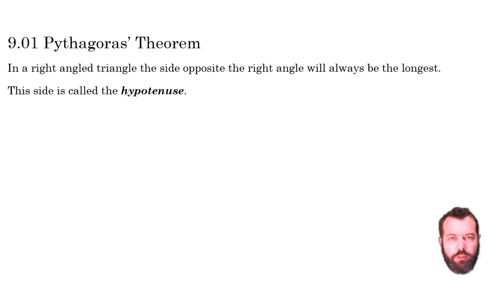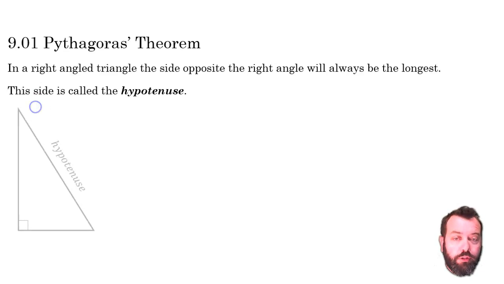Now, first of all, in a right angle triangle, the longest side is called the hypotenuse. The hypotenuse is opposite the right angle, right? That means it's not connected to the right angle. Okay, it's the longest side, it's opposite the right angle, and it's called the hypotenuse.